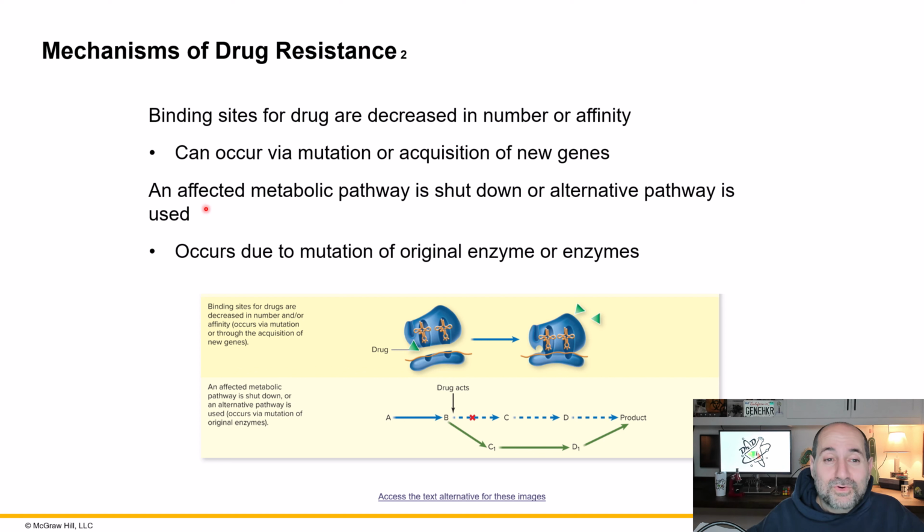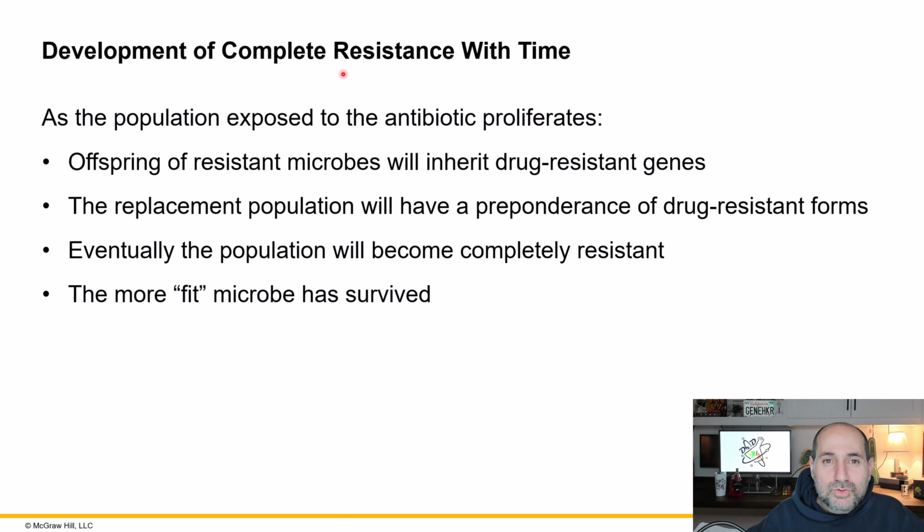And for metabolic pathway inhibitors such as sulfonamides, for example, the effective pathway is shut down, but an alternative pathway could be used to do the same metabolic pathway or the same metabolic result. Do you remember how microbes can become resistant with time?